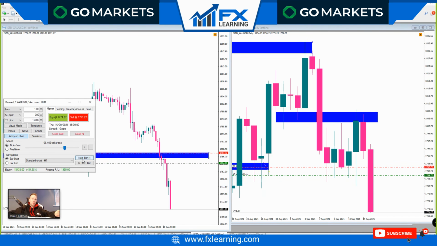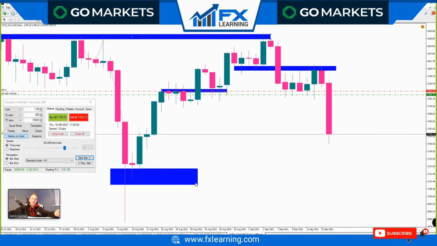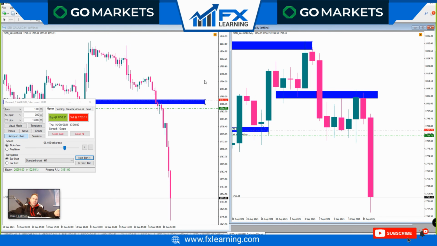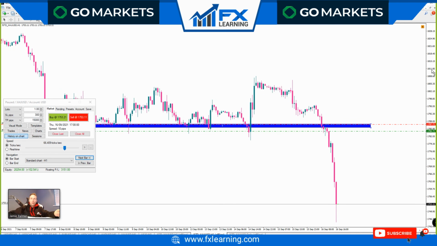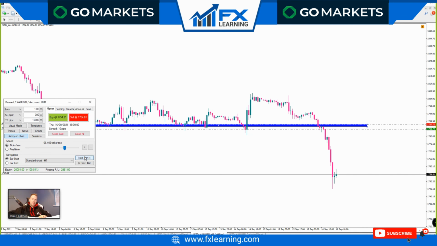Okay, I know price comes down. Now, what I want to see on the daily is I want to see this level here get tapped. But what I want to see on the 1 hour, keep an eye on it. Keep an eye on the 1 hour, right?